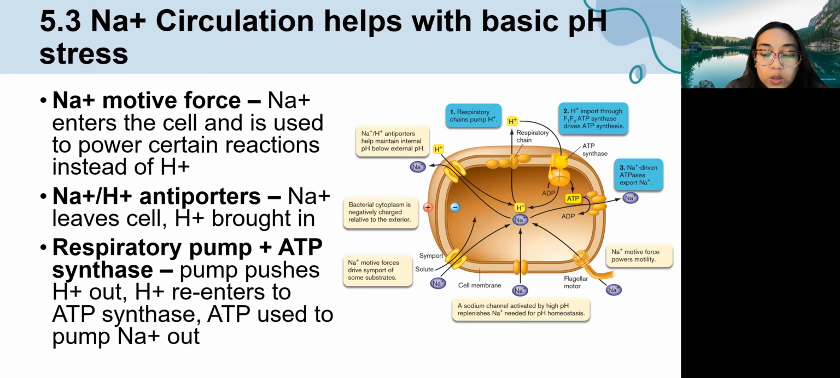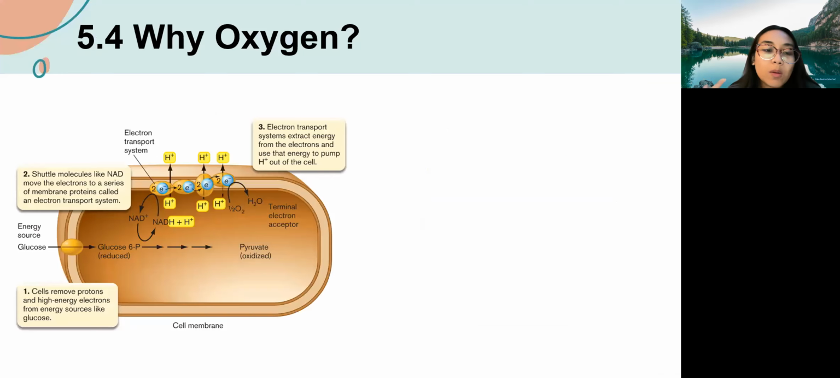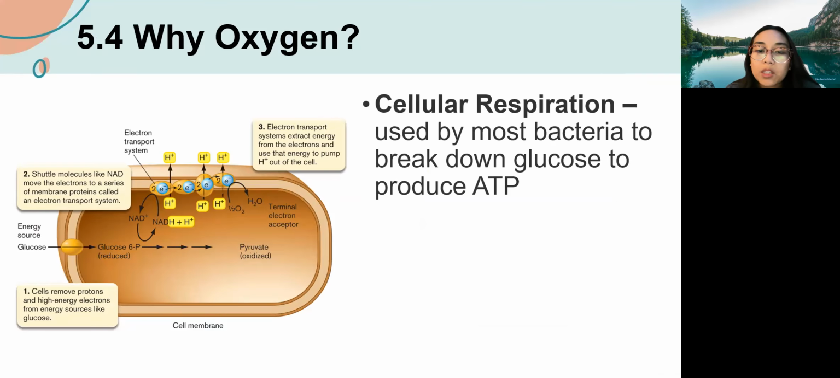Now we're going to move on to oxygen, oxygen levels. So first, before we talk about different oxygen preferences, let's talk about why. Why do organisms even need oxygen? So you might remember this from Gen Bio, but during cellular respiration, organisms break down glucose to make ATP, and bacteria do the same thing. So bacteria are also performing cellular respiration.